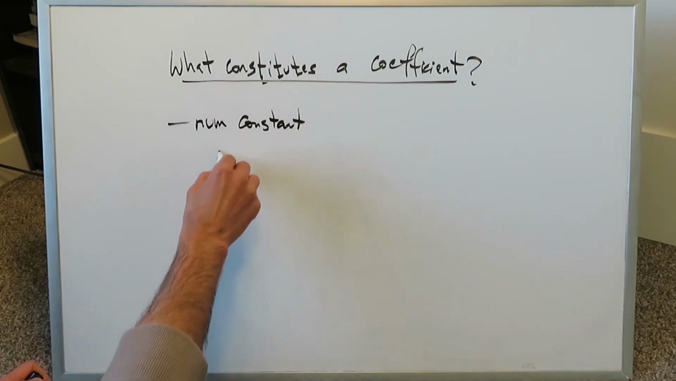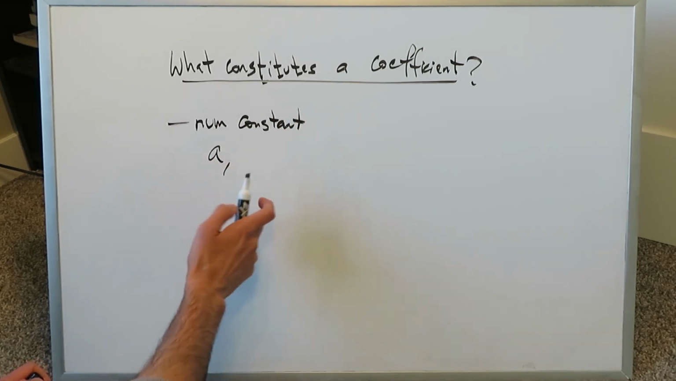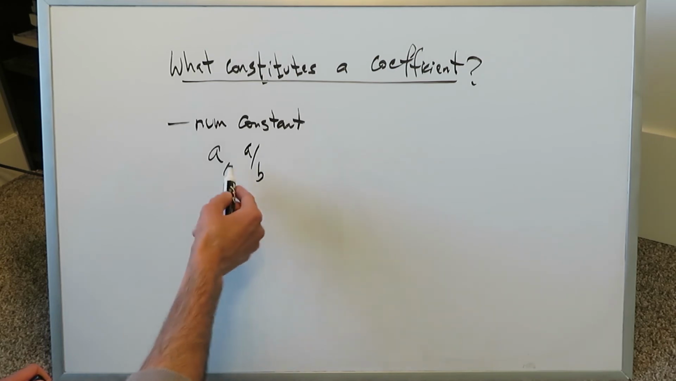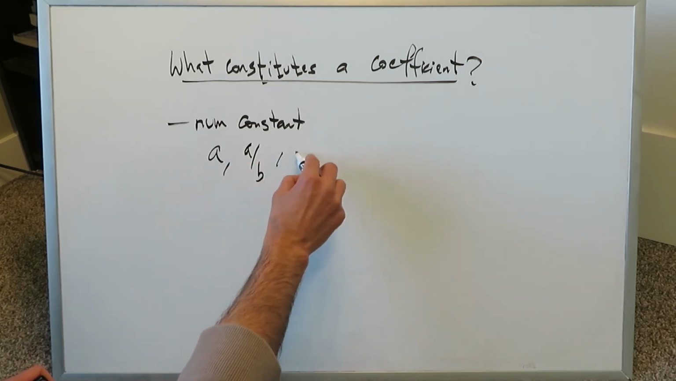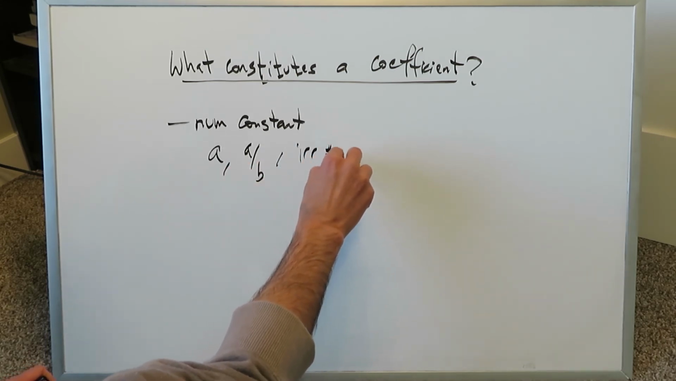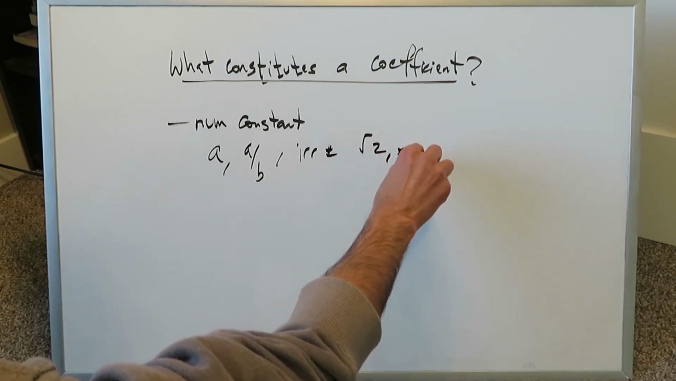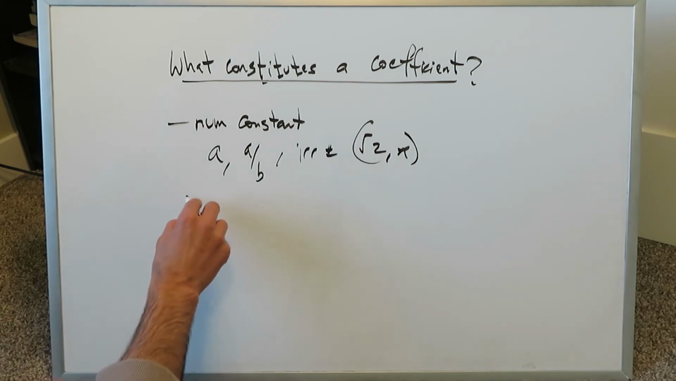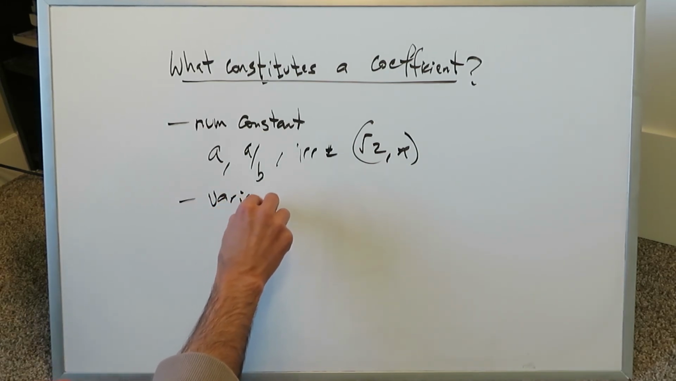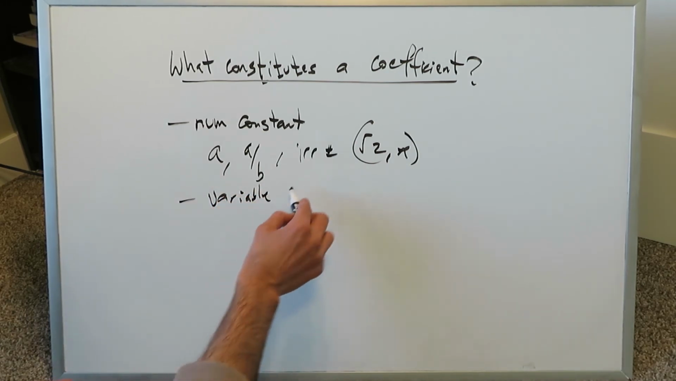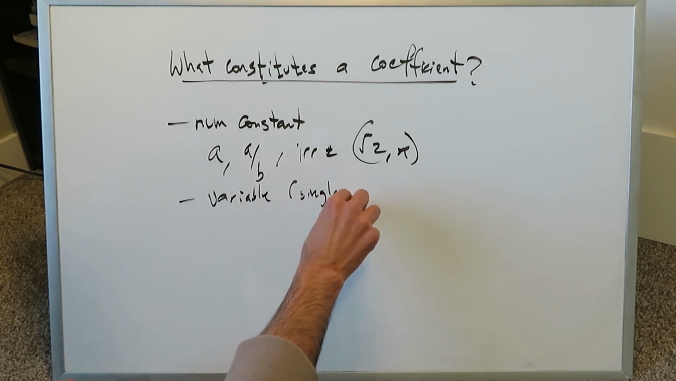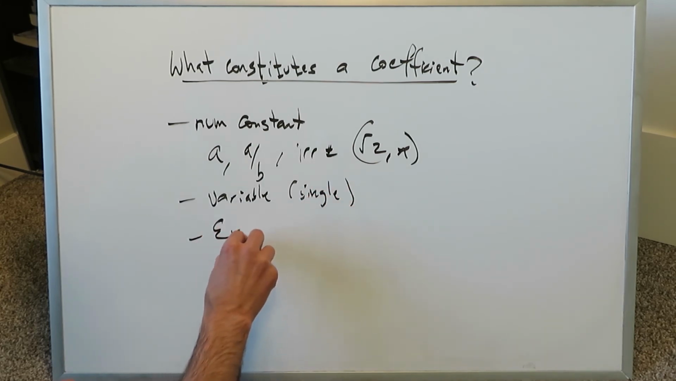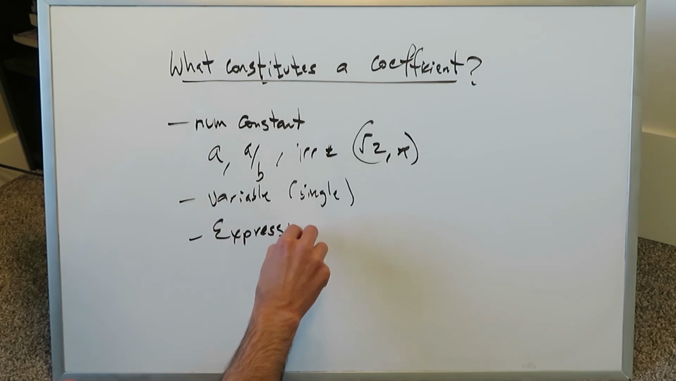It could be anything from a number. We can say a is a number. It could be a fraction, a rational expression. It could be an irrational number, you know that, something like root 2 or pi. These would very well fall into the parts of a numerical constant. It could be a variable even. If a variable is not being addressed in terms of its derivative, it could be a single variable that you can push outside. It could be an expression even, or part of an expression that you push outside.